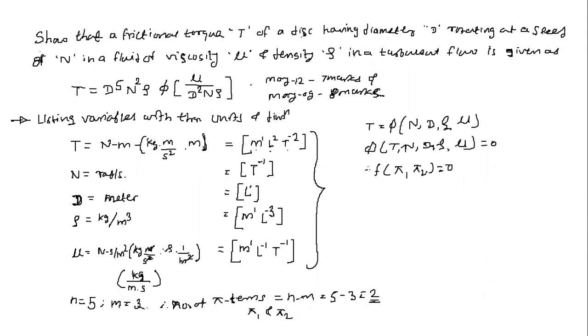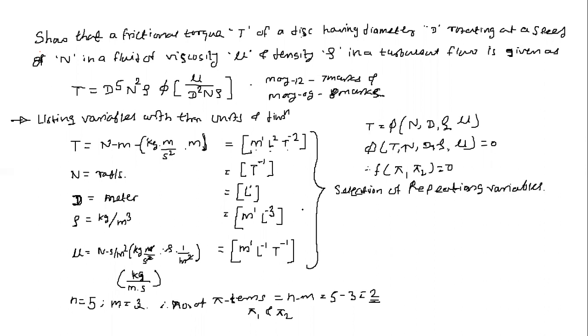Now from the available variables, from all 5 variables, we have to select the repeating variables, those that are going to appear in both the pi terms. So the next step I would like to go for is the selection of repeating variables. We are going to select the repeating variables as per the criterion. So what is that criterion?